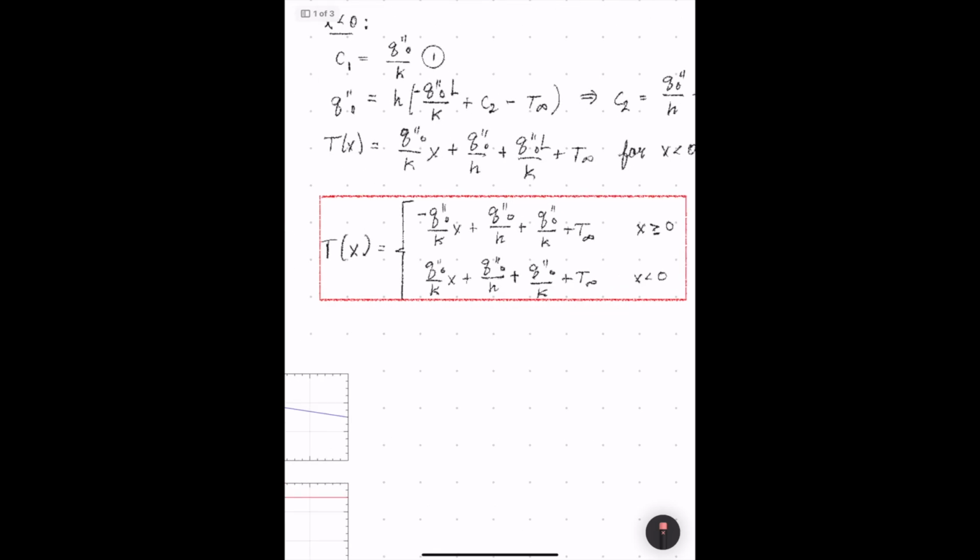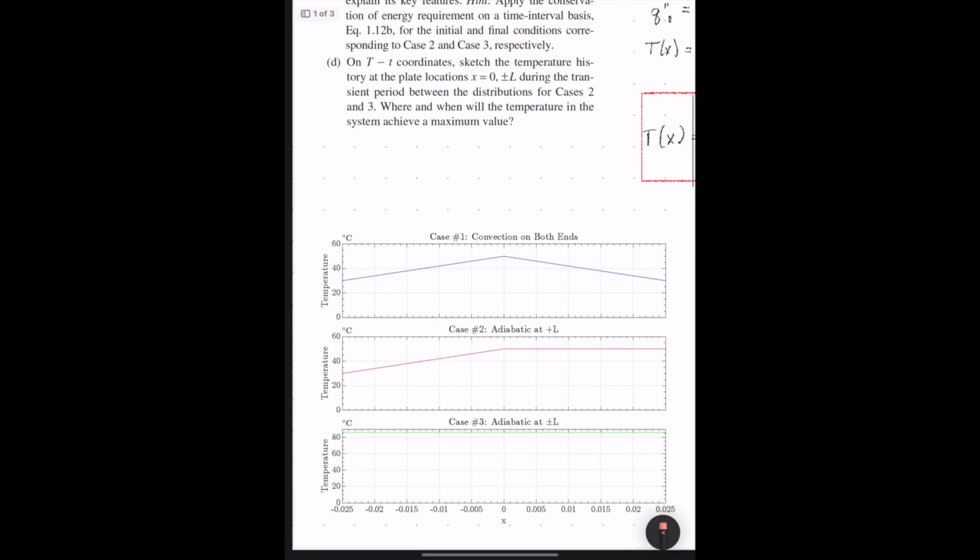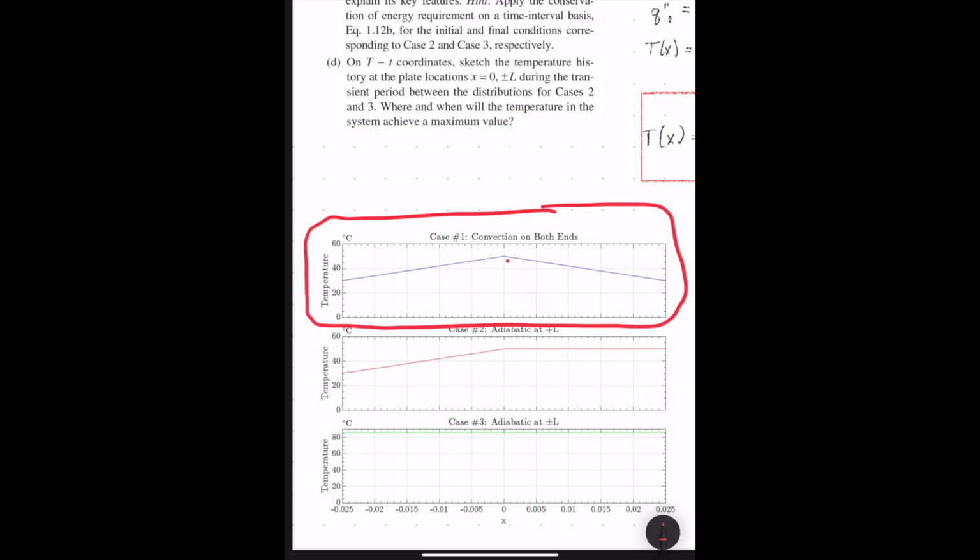For x less than 0, this will be the same equation, except the slope, the constant before your x term, will be the opposite. When you bring all of these together into a piecewise equation, this is what the specific solution for this case is. And plotting that in MATLAB, this first curve is what that looks like. You can see that the temperature is higher on the inside towards the heater, and it drops down linearly as you reach the edge of the block.